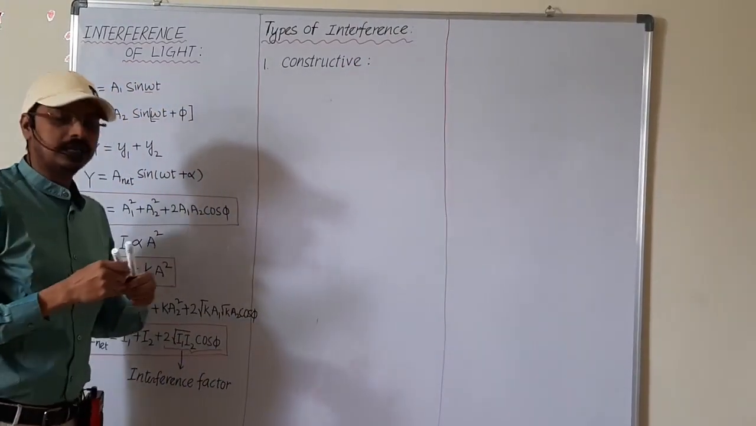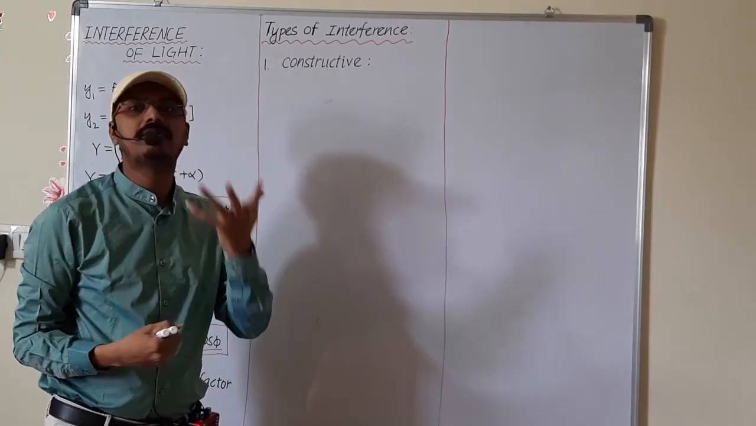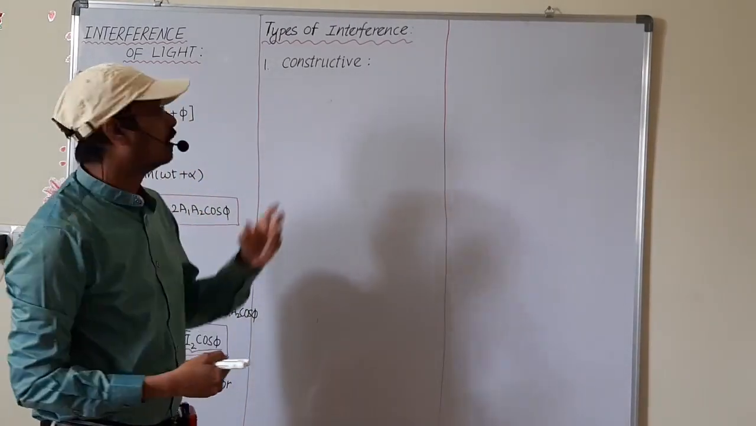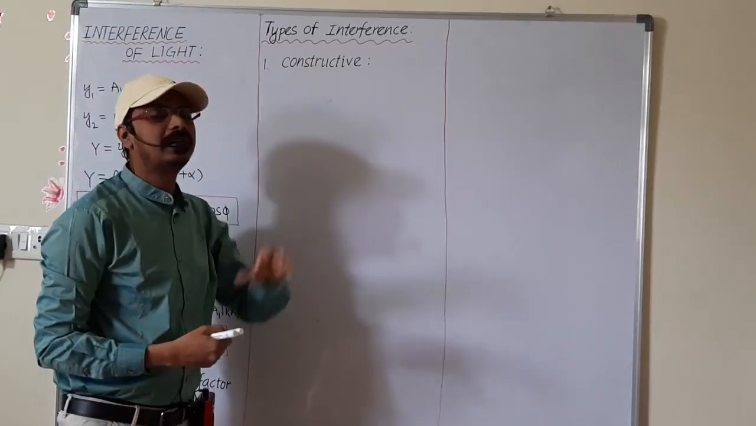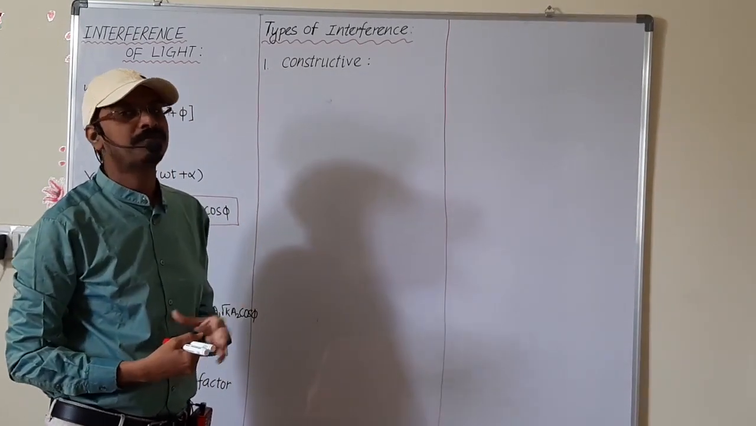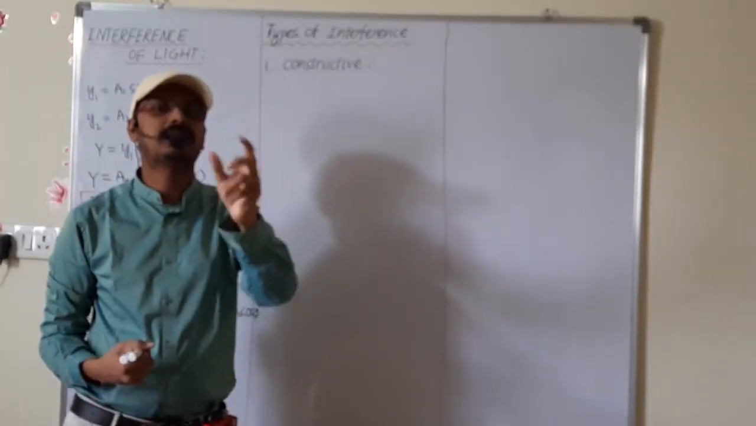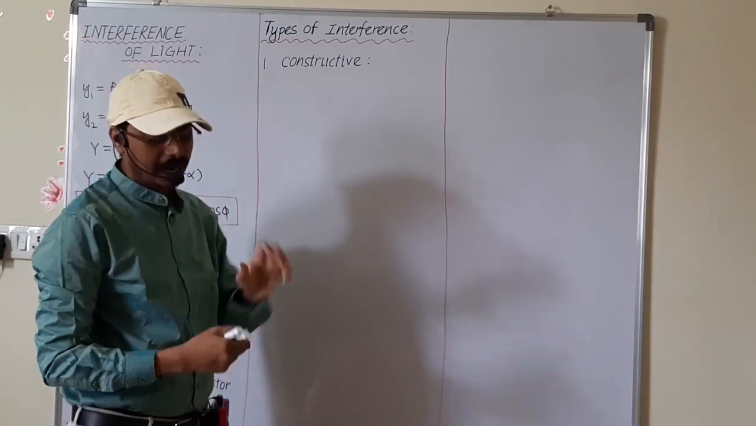The first one we can say is constructive interference. This constructive interference we can discuss in 5 ways. First, according to maximum intensity and minimum. According to maximum, I already told you that at the point where intensity is maximum, that point we can say is constructive interference.